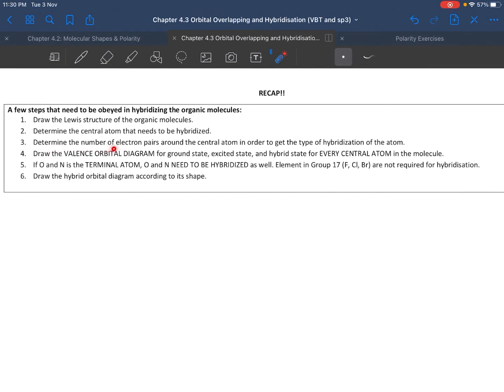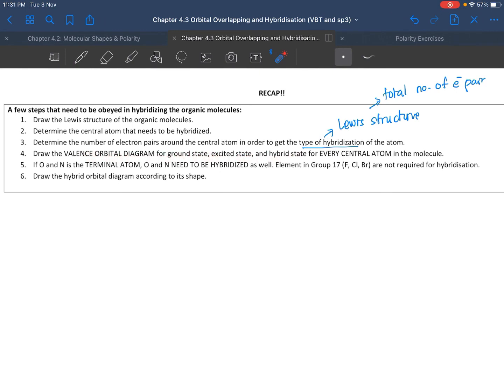And then determine the number of electron pair around the central atom in order to get the type of hybridization. Okay, so saya always cakap, to determine type of hybridization, kita kena tengok kepada Lewis structure. Sebab from Lewis structure, kamu boleh kira total number of electron pair. Okay, so from total number of electron pair, you can figure out kalau dia 2 electron pair, that means dia sp. Kalau 3, sp2. Kalau 4, sp3. And so on.